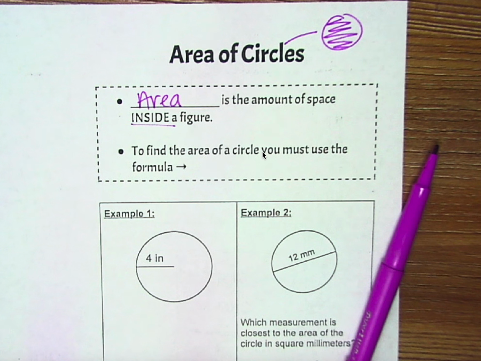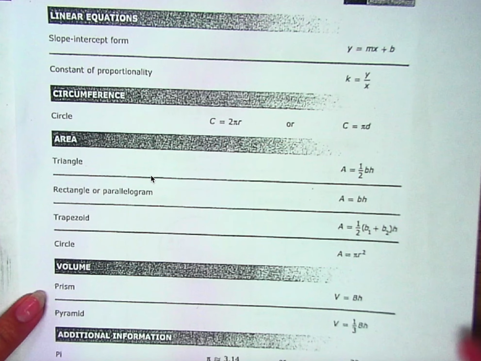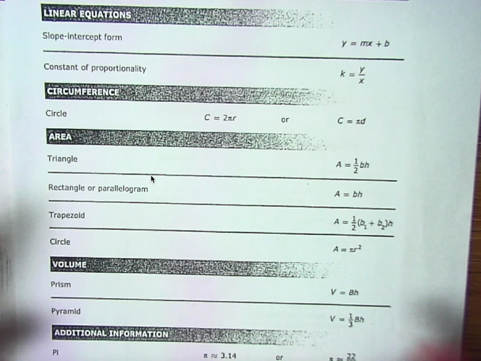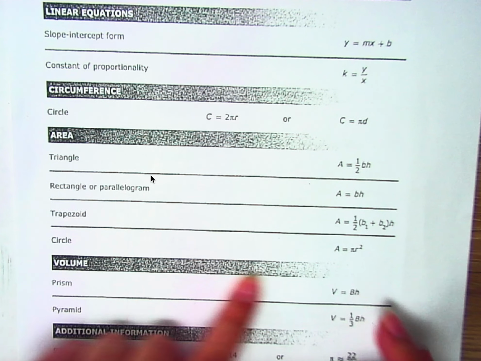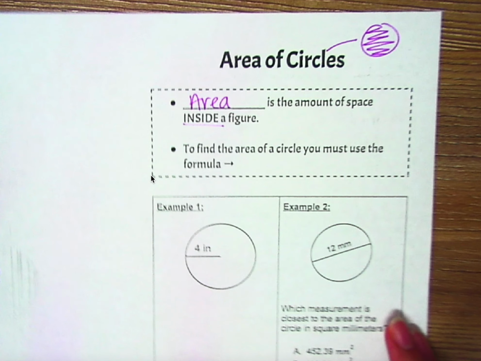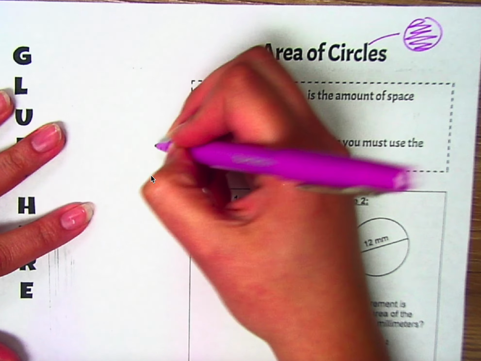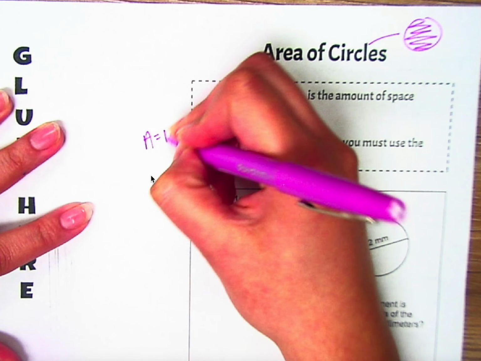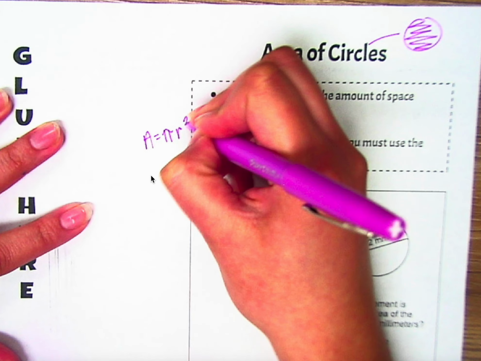Okay. To find the area of a circle, you must use the formula. The formula that you're going to have for the STAR test is right here on your STAR reference chart. It's also going to be on the wall. It says the area of a circle is A equals pi r squared. So I'm going to write this on the side here. A equals pi r squared.